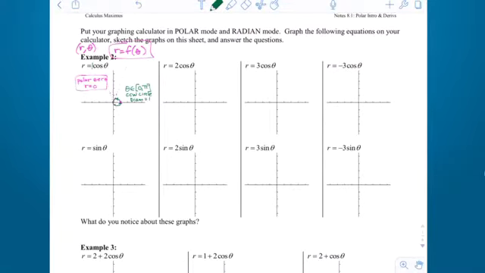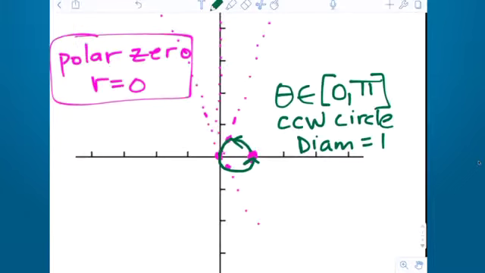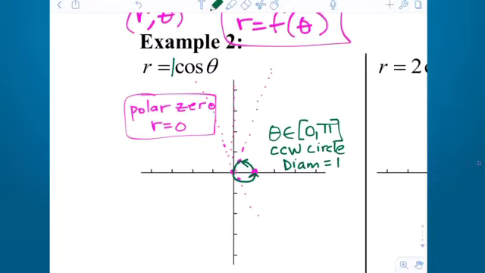All right, so picking up where we left off, we had this little graph of a tiny little circle, and as we were pointing out, it traced out all the way around, which normally on a unit circle is 2 pi. It did it from 0 to pi, and the diameter ended up being 1. It was in terms of cosine, and so it ended up having x-axis or polar axis symmetry.